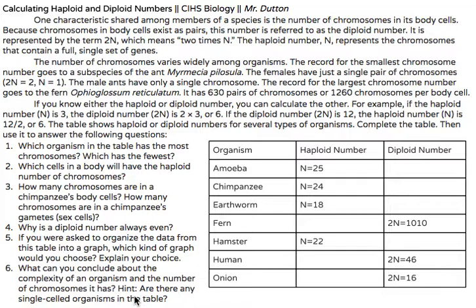So let's take that hint first, and let's look at these organisms. We've got an amoeba, a chimpanzee, an earthworm, a fern, a hamster, a human, and an onion. In general, anything that you can see has more than one cell. In fact, it probably has billions, if not trillions, of cells. Humans, we have over 37 trillion cells by most estimates. That's a lot of cells.